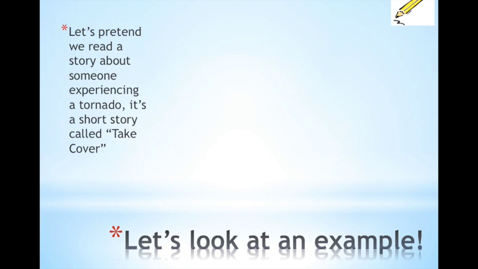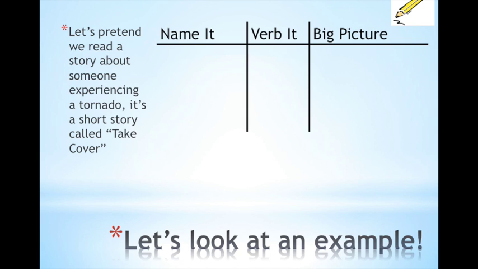So let's look at an example. Let's pretend we read a story about someone experiencing a tornado. It's a short story called Take Cover. So what I always do when I try to develop these topic sentences is I make this quick little chart. I'm going to separate 3 different sections and I'm going to label it, name it, verb it, big picture, so that I know that I get all 3 parts in.